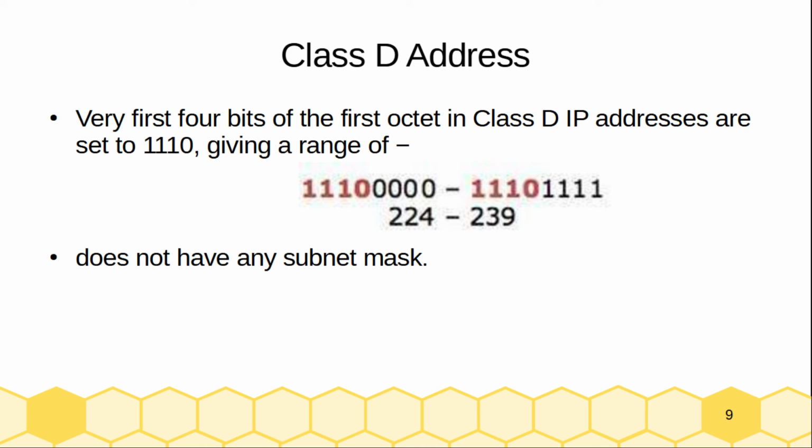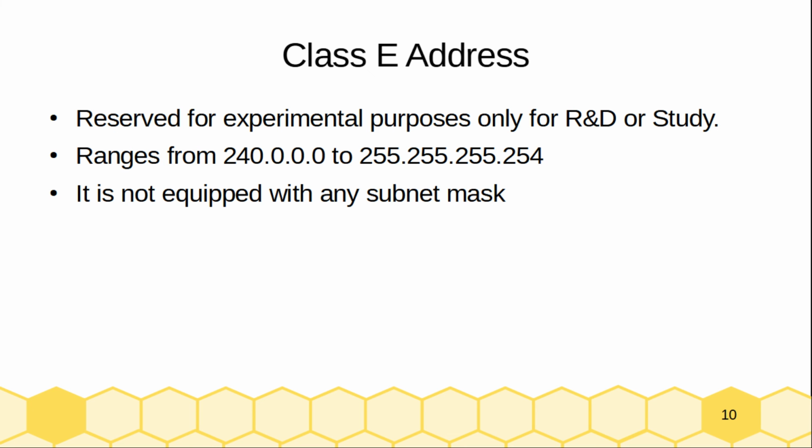In multicasting, data is not destined for a particular host. That is why there is no need to extract a host address from the IP address, and class D doesn't have any subnet mask. We need to be careful that class D does not have any subnet mask. And then there is the last class of IP address, class E. This IP class is reserved for experimental purposes, only for research and development, R&D, or study.